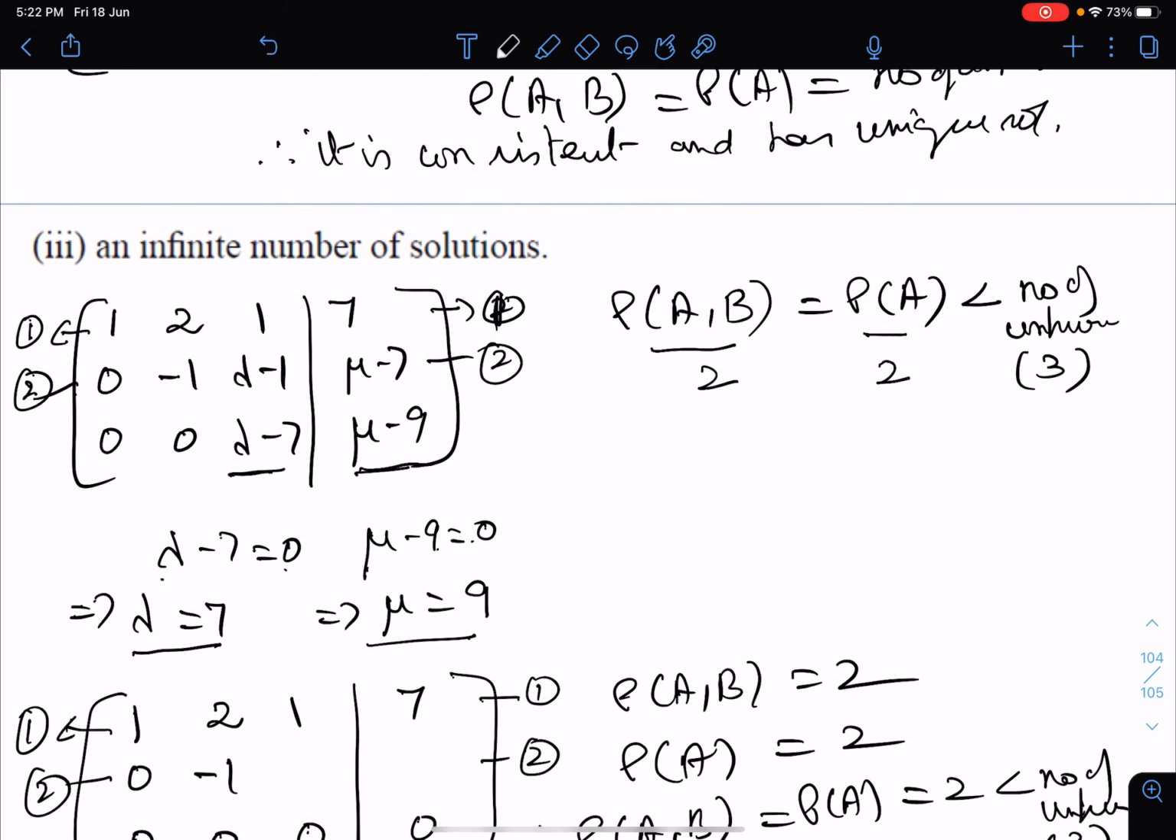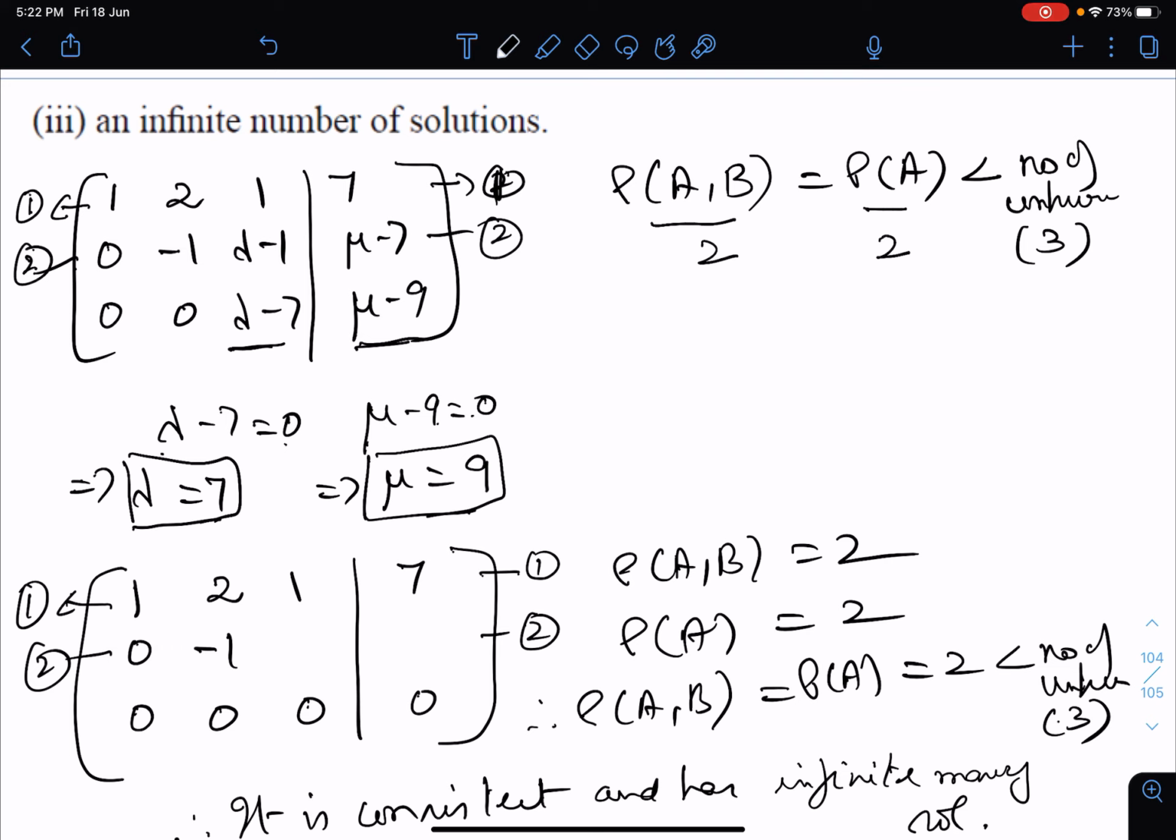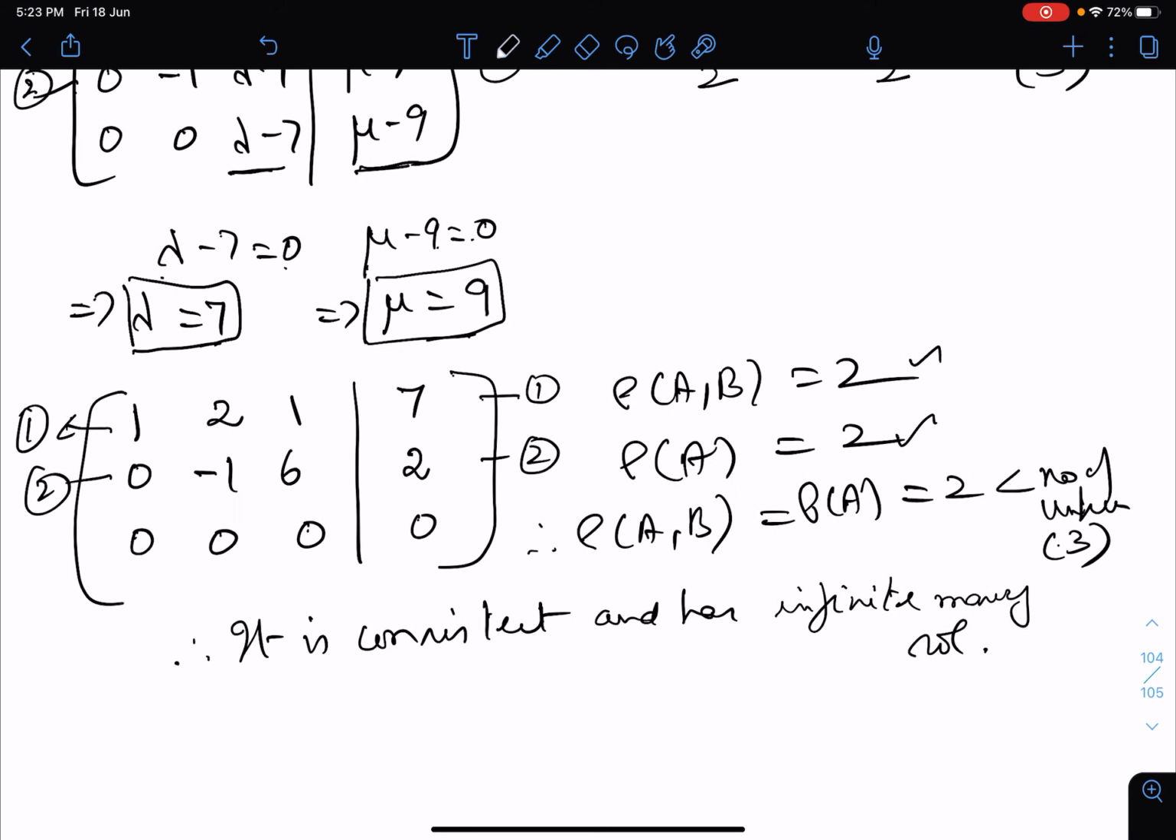So lambda minus 7 equal to 0, which implies lambda equal to 7. This is going to be our value. And if mu minus 9 equal to 0, mu value is going to be 9. So substituting lambda equal to 7, 7 minus 1 you get 6, and here mu as 9 minus 7 you get 2, and here 7 minus 7 is 0, and 9 minus 9 is 0. So again you have got the last row fully 0. So 2 non-zero rows. Therefore rank of AB equal to 2 and rank of A equal to 2, which is less than the number of unknown 3. Therefore it is consistent and has infinitely many solutions.